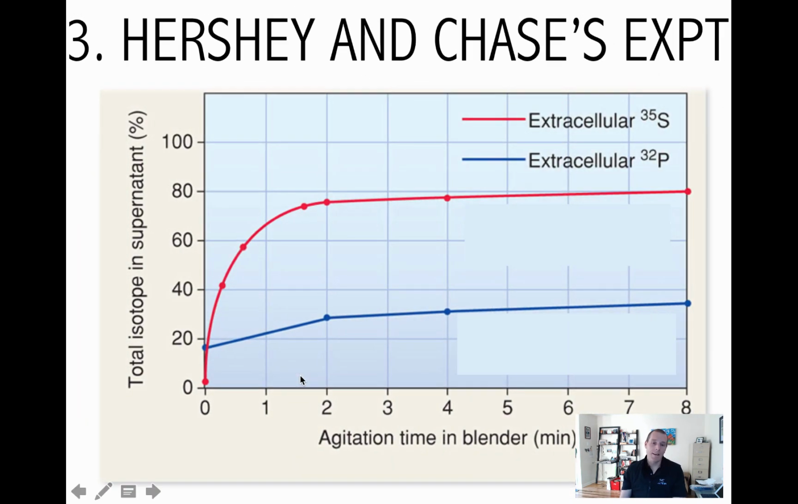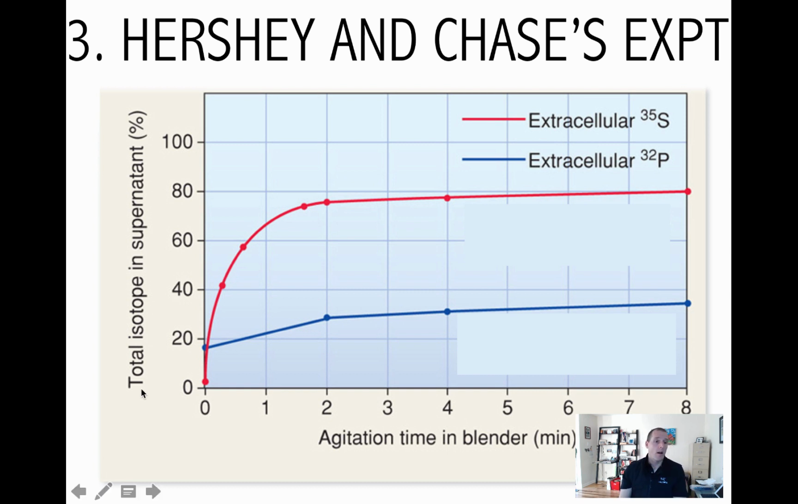So here's their data, and I'm going to put the data up here, and I'm just going to talk about the axes for a little bit and what the two lines are. Then I'm going to leave you to look at the data for a moment, and then I'm going to ask you a few questions, and we'll talk some of those questions through.